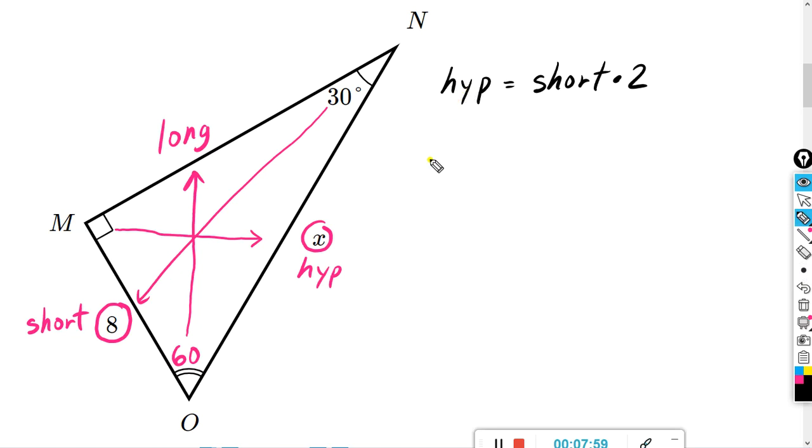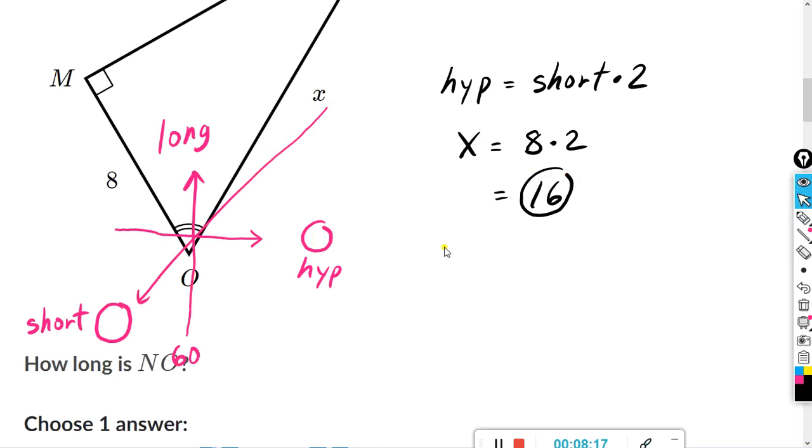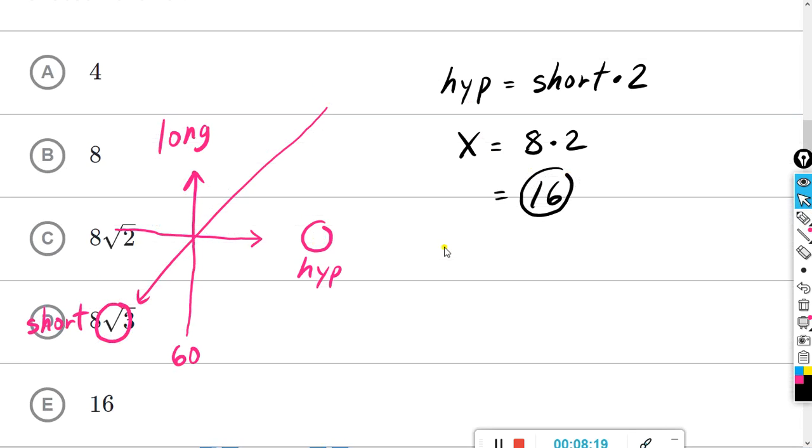In place of the hypotenuse, the side length is x. In place of the short leg, the side length is 8, and that's multiplied by 2. And of course, 8 times 2 is just 16. So the hypotenuse is 16. Answer E.